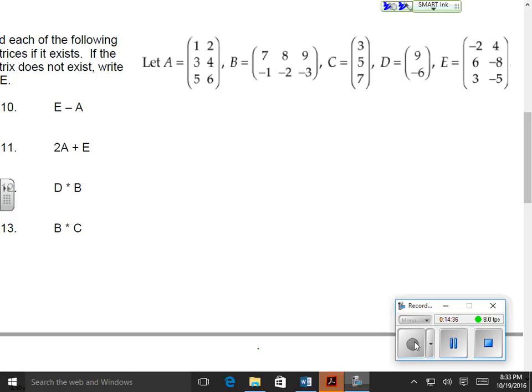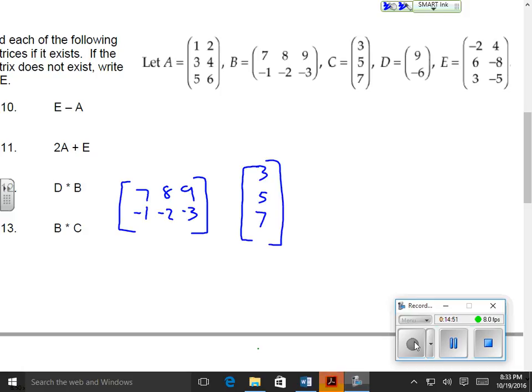Matrix B, 7, 8, 9, negative 1, negative 2, negative 3. Matrix C, 3, 5, 7. So is it possible? Well, this is a 2 by 3. This is a 3 by 1. So it is going to be possible, and the result is going to be a 2 by 1.